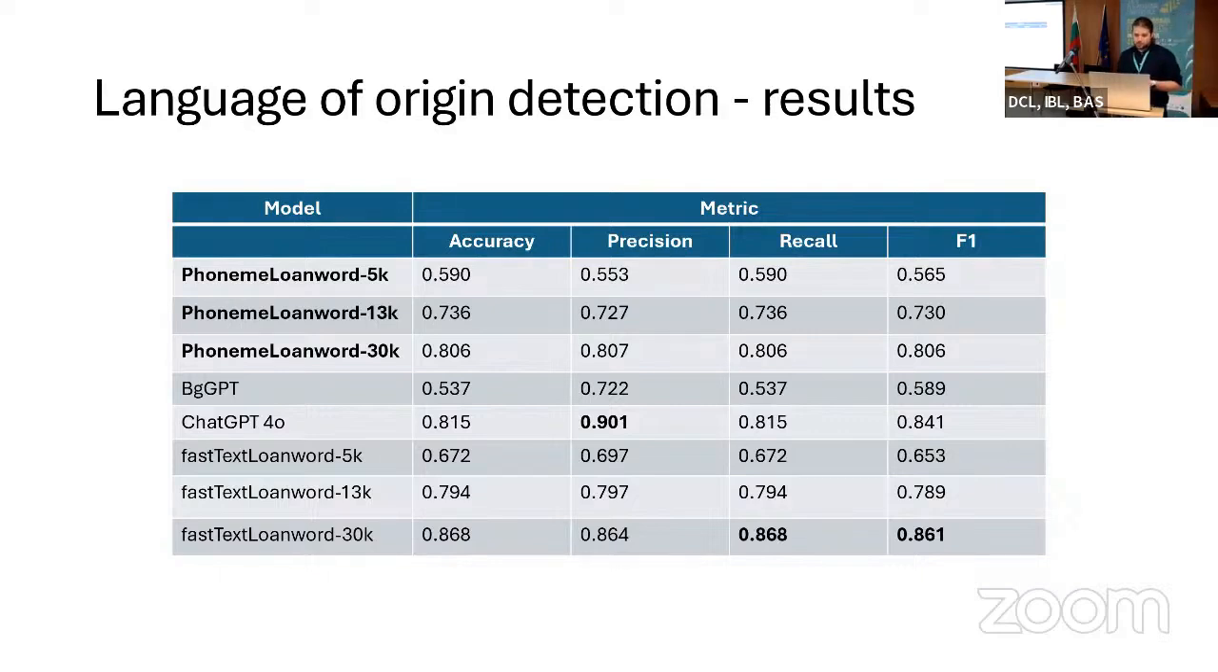What was curious to me was that our phoneme loanword embeddings and classifiers perform comparably to BGGPT, which is a much larger model, and also not that far away from ChatGPT, which of course is an even bigger model. Compared to fast text, we are a bit behind, unlike in the paronym detection, but I think there is much room for improvement in our model.